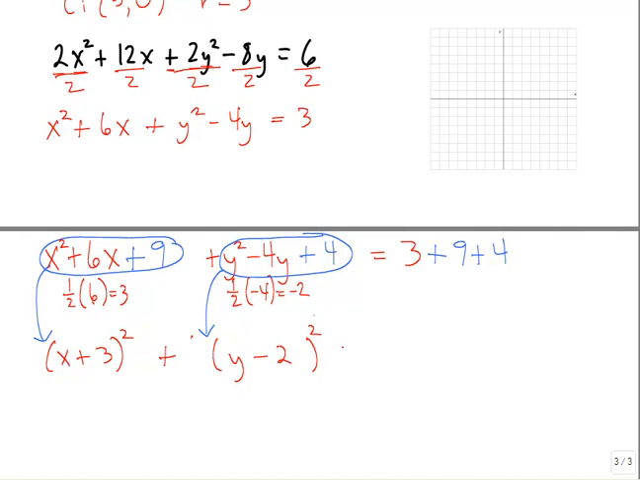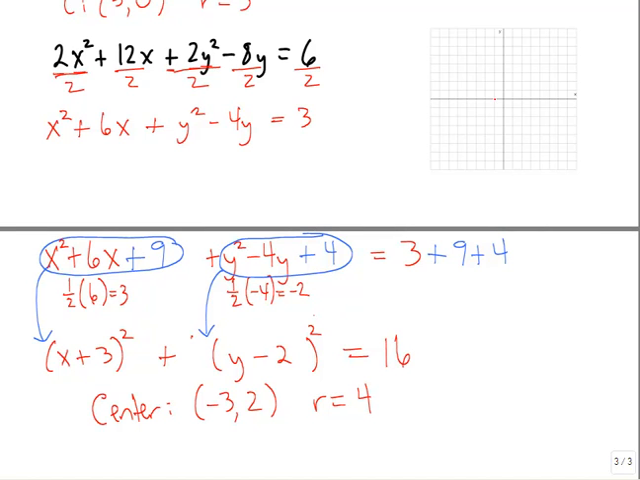But as a result of my adding in, I now have a new constant on the right hand side. 3 plus 9 is 12, 12 plus 4 is 16. So here's my nice general form. What's the center have to be? Remember to use opposite signs. The center has to be -3 for x, +2 for y, and my radius is the square root of the constant, so square root of 16 is 4.